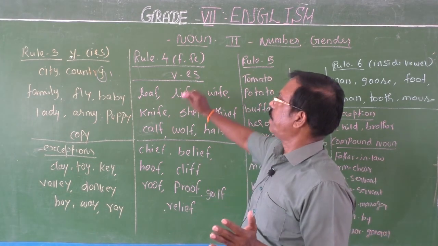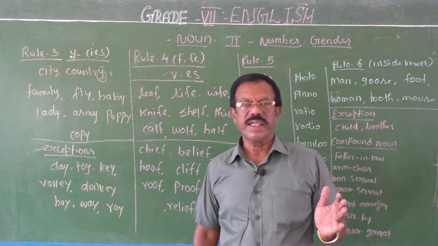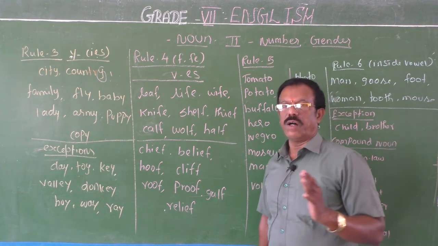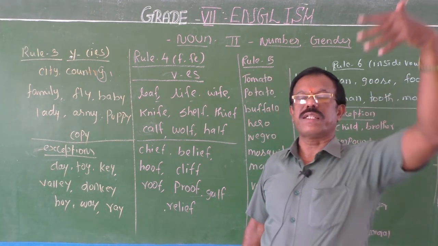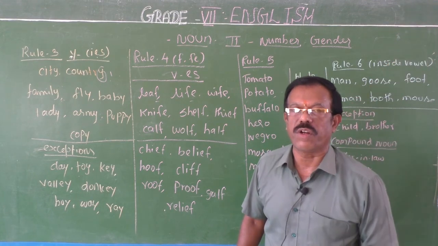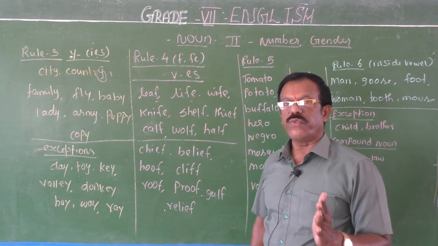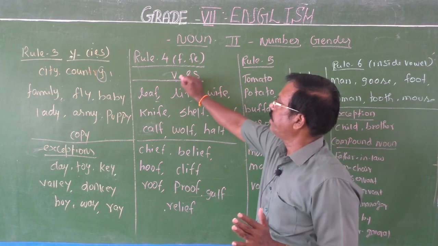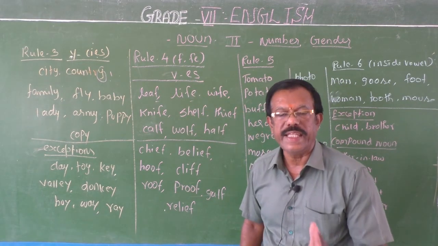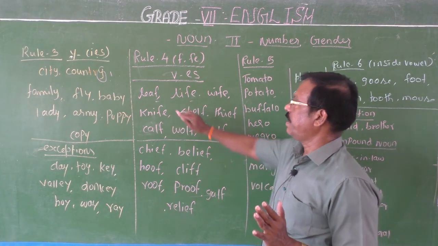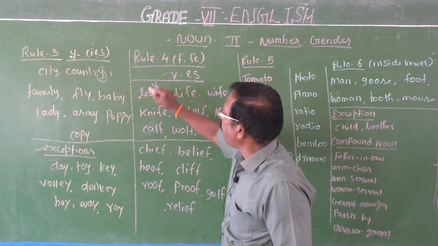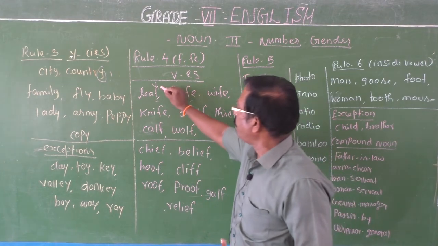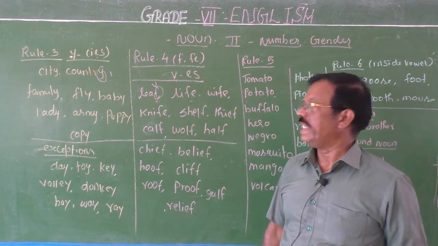Okay, fine. Then rule number 4. Here, there are some nouns which end in F or FE. Then how do such nouns get their plural form? First, F or FE should be changed into V. Then we have to add ES. Okay, see the example. Leaf, leaves. L-E-A-V-E-S. First, F should be changed into V. Then we have to add ES.